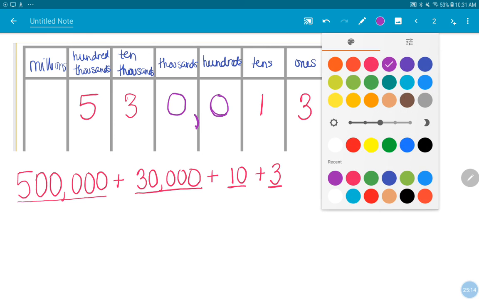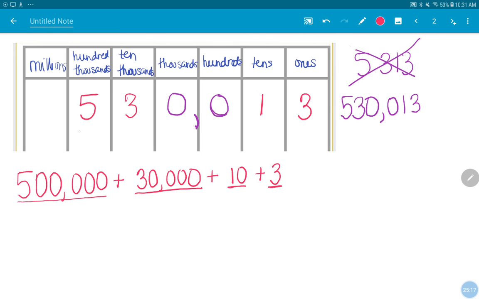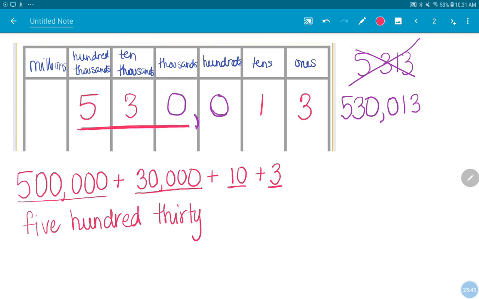And real quickly, let's put that into word form. I'm going to name all of my thousands together. How many thousands do I have all together, Jaden? All the thousands together. The 100,000s, the 10,000s, and the 1,000s. It would be 530, right? I have 5, 3, and 0.